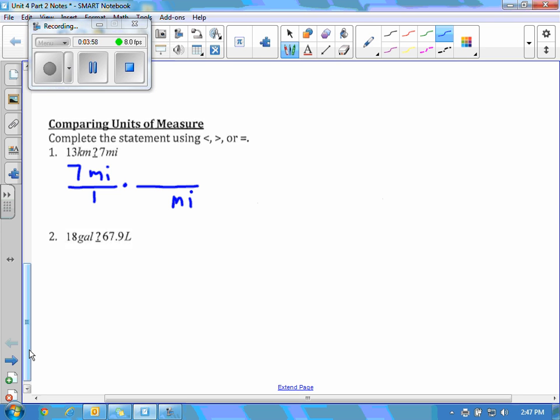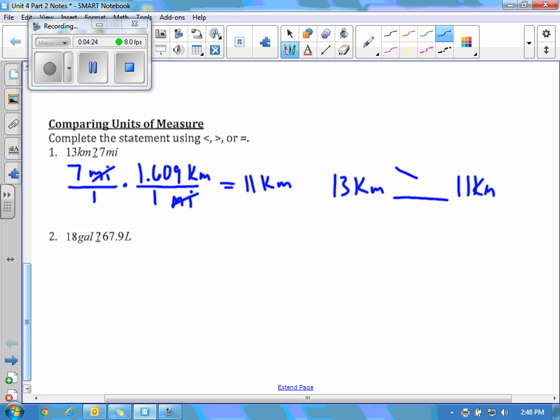And then my conversion is 1.609 kilometers to 1 mile. So I know miles are going to cancel out. 7 times 1.609 is going to give me approximately 11 kilometers. So now I have to decide what's bigger, 13 kilometers or 11 kilometers. 11 kilometers is bigger. Sorry, 13 kilometers is bigger.